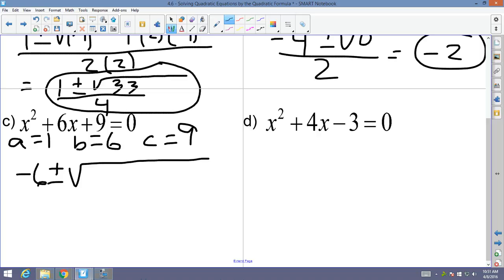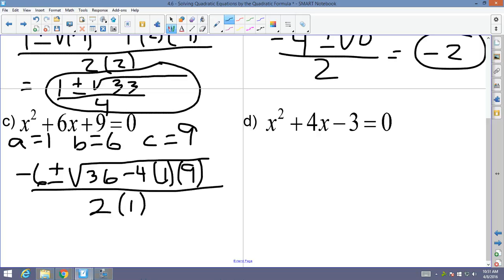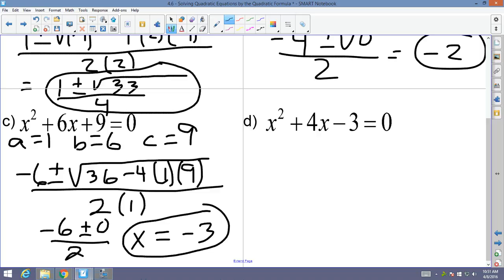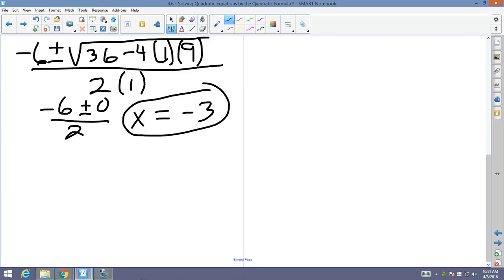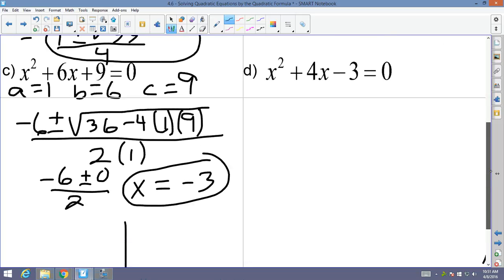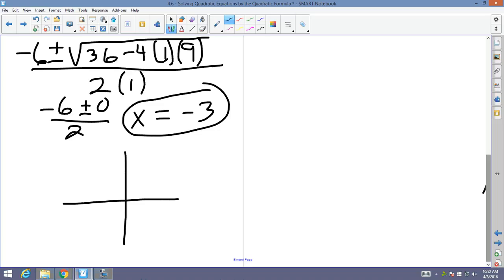Sometimes you get nervous. So b squared is 36 minus 4 times a times c, over 2a. And again, I'm going to get 36 minus 36 here. So this is going to be negative 6 plus or minus 0, which is just 0, over 2. So in this case, again, x equals negative 3. I want you to realize, guys, that just because it has one solution doesn't mean you did something wrong. The a here was positive to begin with, right? Okay. So my solution is negative 3, right here at negative 3.